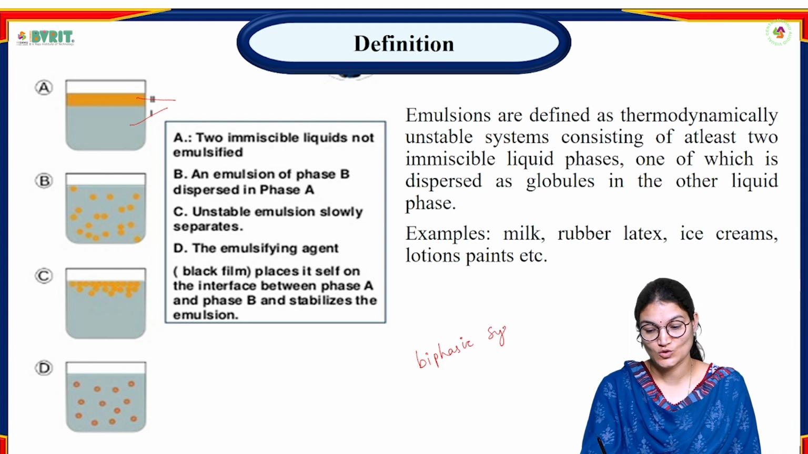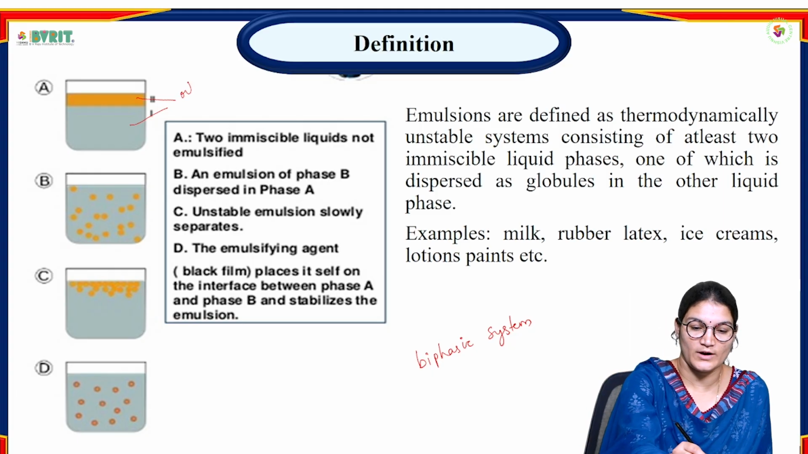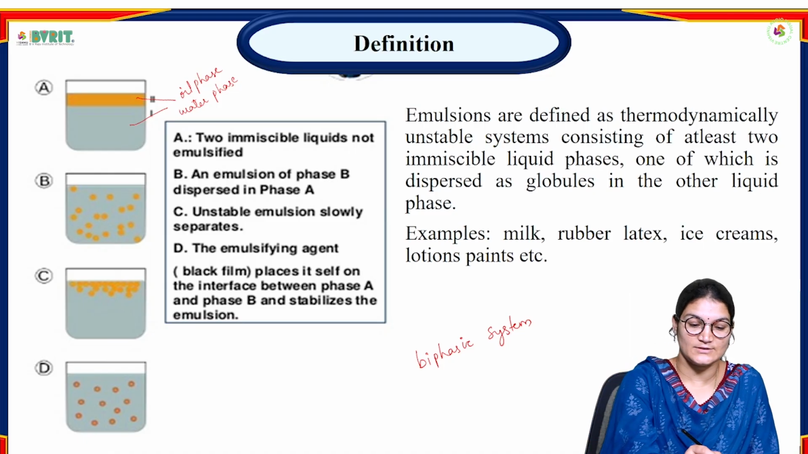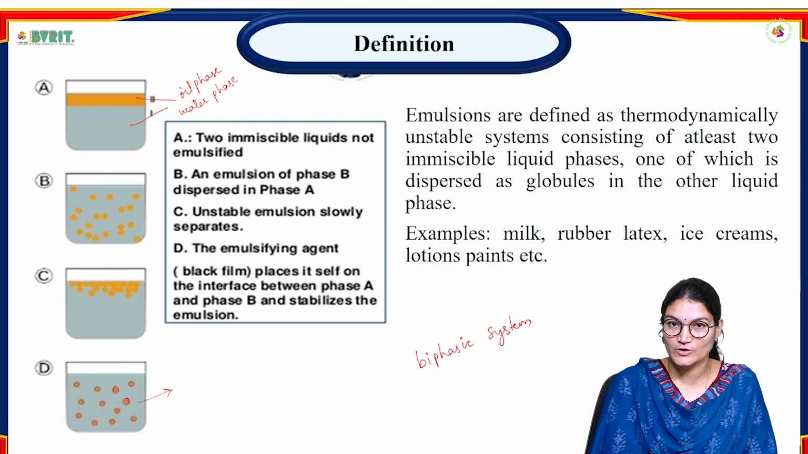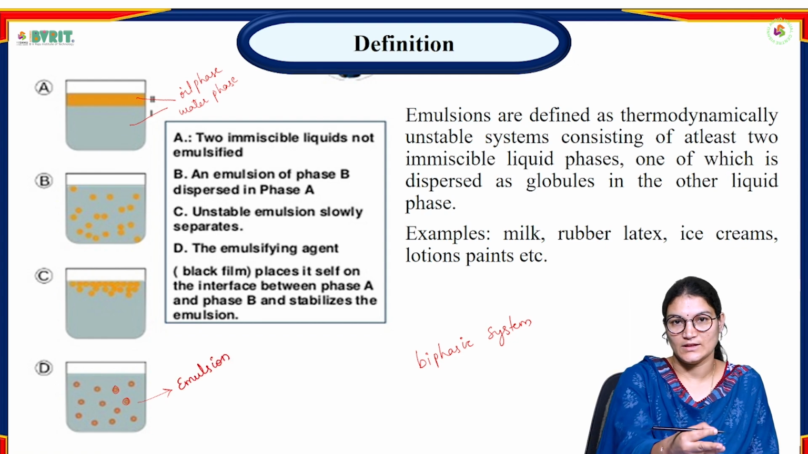because it has two phases. One is the oil phase and the other one is the water phase. So, we call it a biphasic system where one of the phases is dispersed as globules. You can see the last image in this. One of the phases is dispersed as globules in the other liquid. So, we call this a perfect emulsion compared to A, B, C, which are given in the above image.